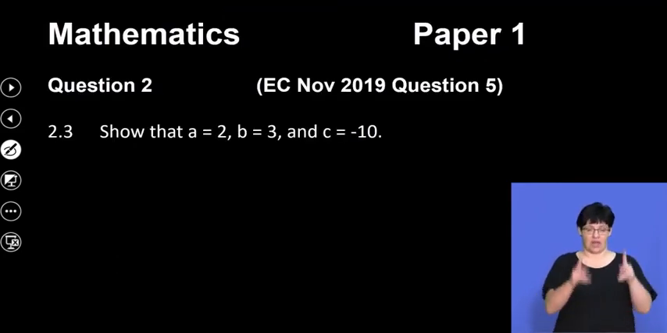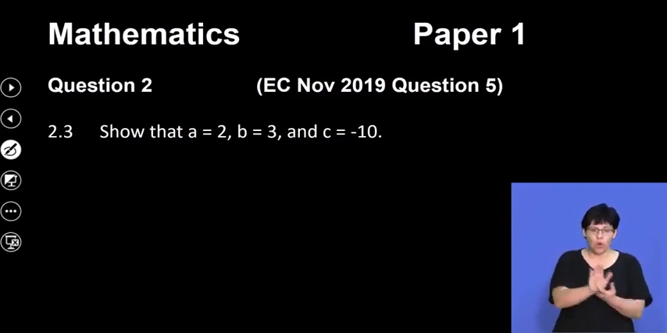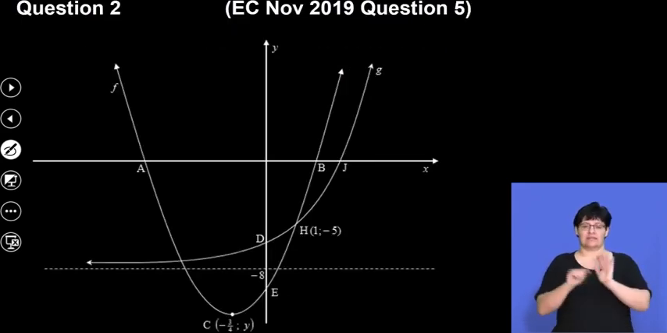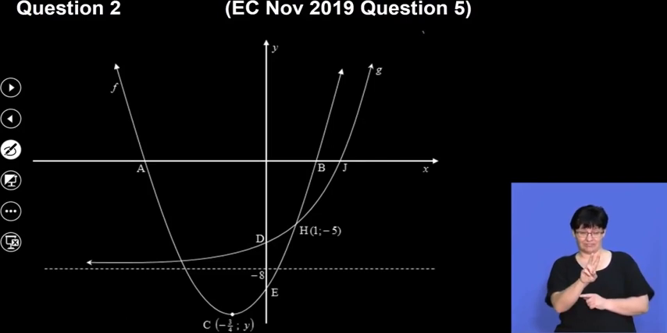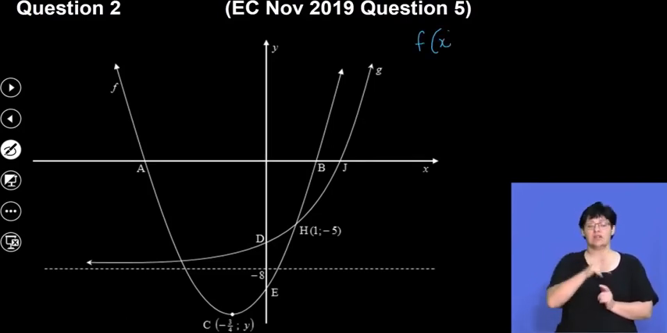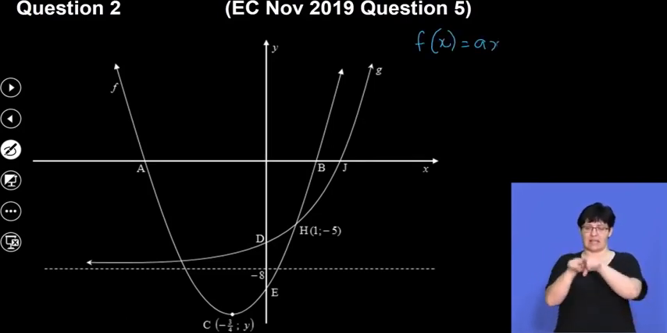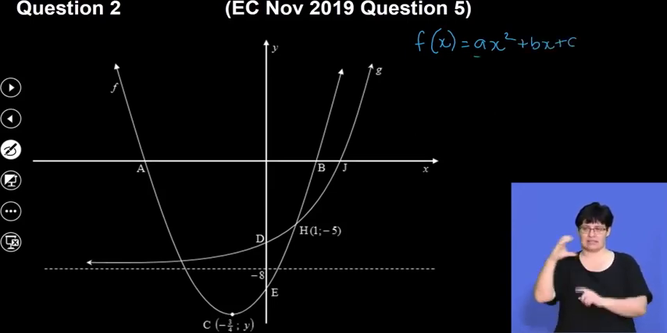Okay, so let's move on to question 2. Question 2 says, show that A is equal to 2, B is equal to 3, and C is equal to -10. All right, so this is asking us to find the equation of the parabola effectively. So we're going to have to turn our attention to that quadratic curve. So we know that f of x is equal to ax squared plus bx plus c, and we're being asked to calculate the value of a, b, and c.